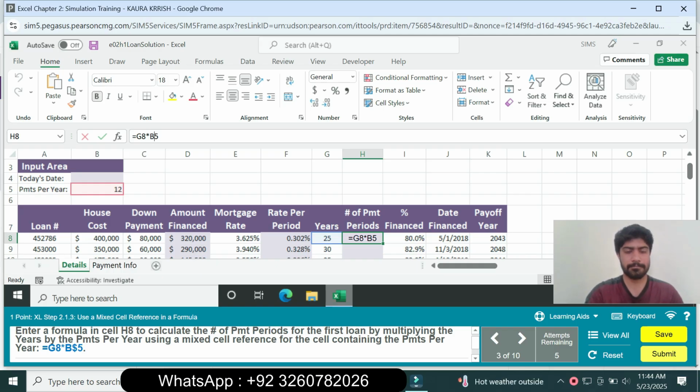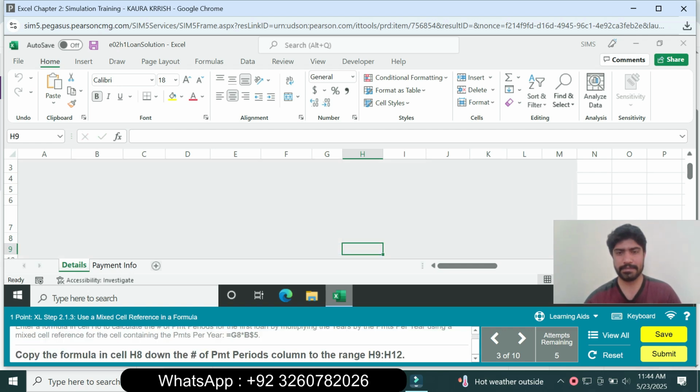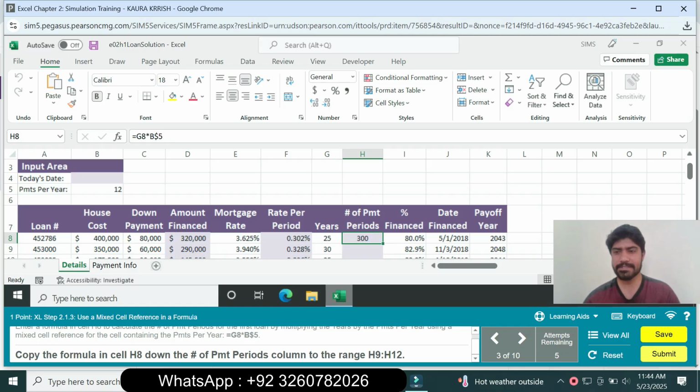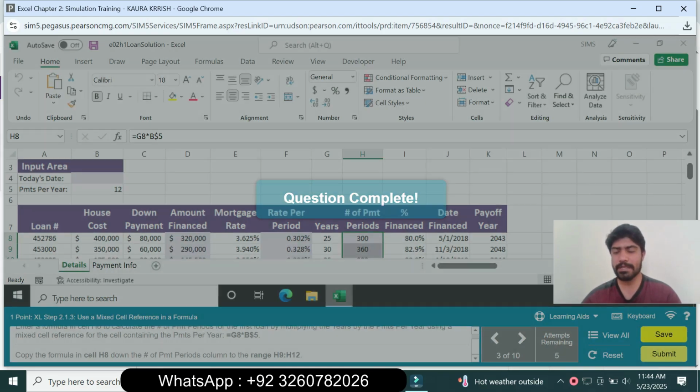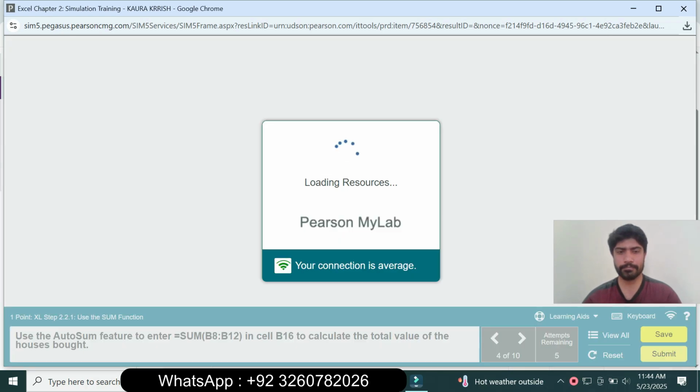B5 with the dollar sign, and press Enter. Next is copy the formula in cell H8 down the payment periods column to the range H9 to H12. So copy the formula to H9 to H12. So question number 3 is complete. We move to question number 4.